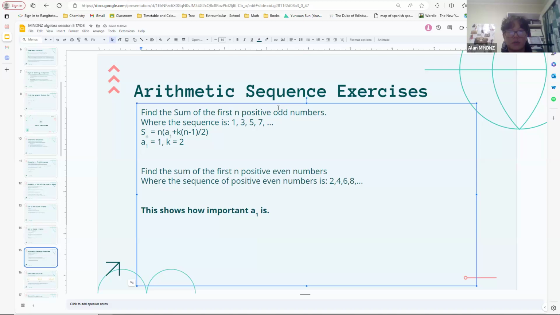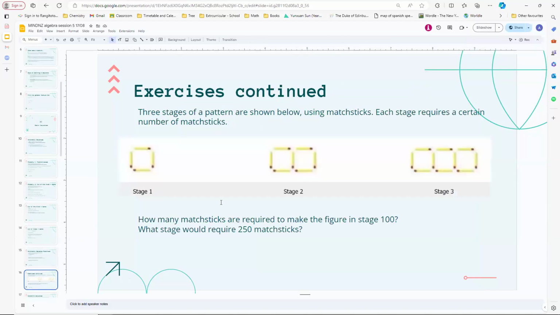So our next exercise is to find the sum of the first n positive even numbers. Again, we could either plug this into the formula or use induction. But if you plug it into the formula, it's much faster, in my opinion.